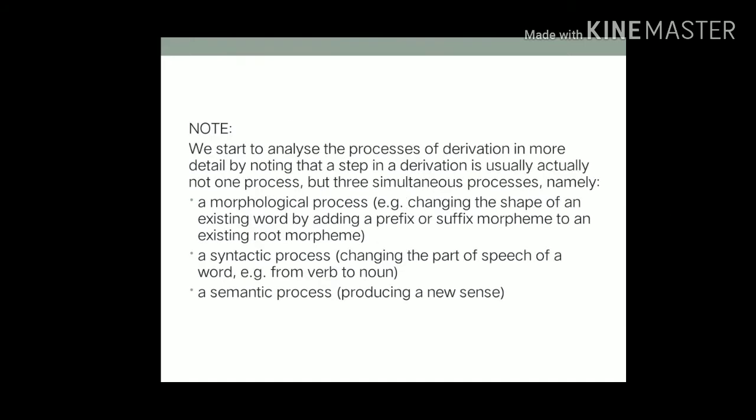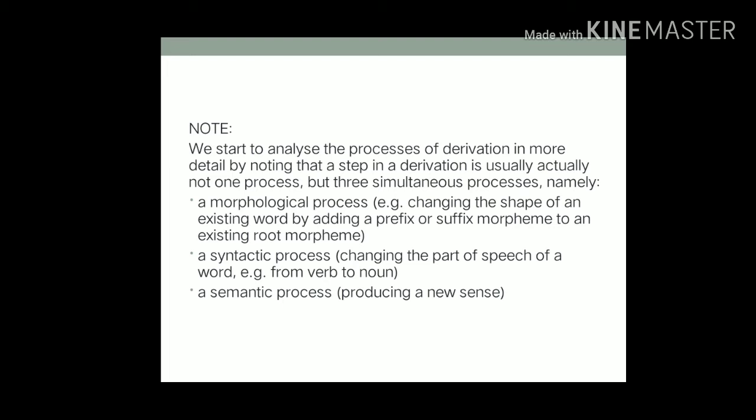Okay, next. There is a note here. Note, we start to analyze the process of derivation in more detail by noting that a step in a derivation is usually actually not one process, but three simultaneous processes. Namely, the first one, a morphological process, which is changing the shape of an existing word by adding a prefix or suffix morpheme to an existing root morpheme. The second one is a syntactic process. It means changing the part of speech of a word, in this case from verb to noun. And the last one is a semantic process, which means producing a new sense.